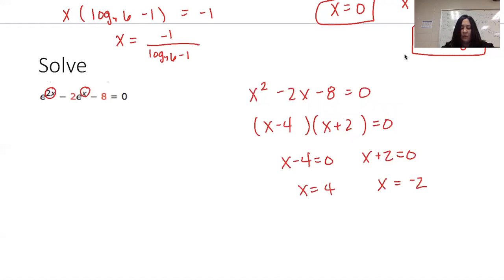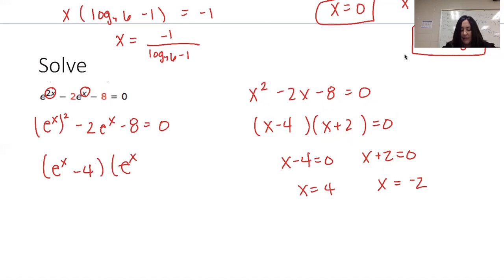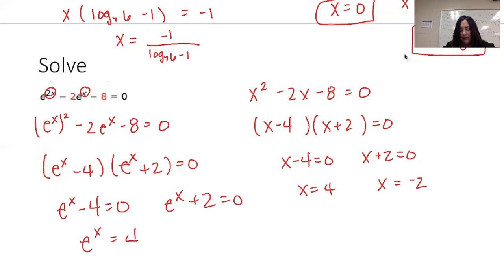Now, when you're looking at this though, we're dealing with not just x's, but really it's e to the x. So you can think of it as e to the x squared minus 2 e to the x minus 8 equals 0. So you factor it kind of the same way. We have e to the x minus 4 and e to the x plus 2 equals 0. Set each piece equal to 0. So you'd have e to the x equals 4.